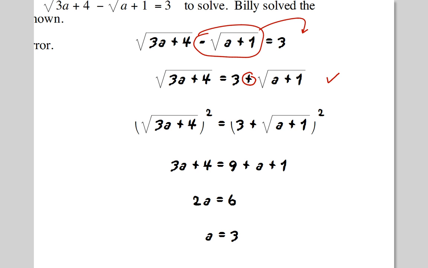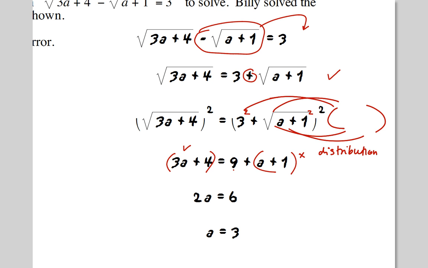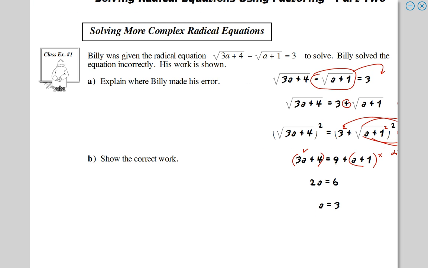So on the left, the square and the square root cancel and you just get the radicand. Is that okay? All right. Now on the right hand side, what did he do? All he did was square this and square this to get 9 and a plus 1. Do you see that? That's incorrect because he needs to use distribution. He should have had this term repeat itself and then FOIL it out. Okay, so don't make that mistake. Don't be Billy.